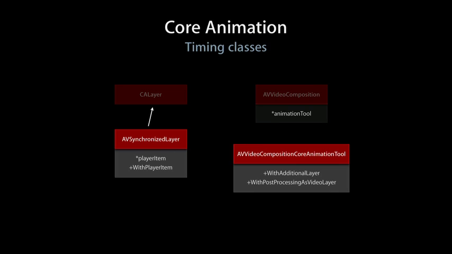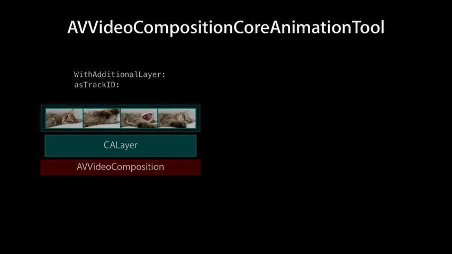Core animation tool has two methods. The first method is with additional layer as track ID. Now, I've shortened that name again. It's actually Video Composition Core Animation Tool with Additional Layer as Track ID. What this does is add the first argument, a CA layer, as a virtual track to the asset that the video composition is operating on.